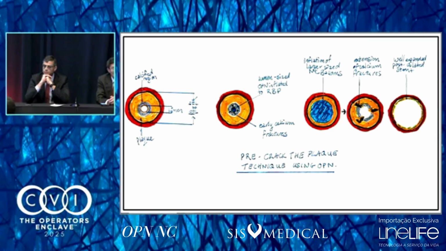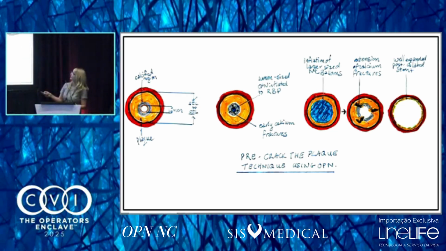I've just drawn this schematic to demonstrate what I'm talking about. I don't know if I have a laser pointer. I do, so actually, I'll go up here. So basically, again, you have this inner lumen size, which is what you're roughly going to measure in terms of the size of your OPN.